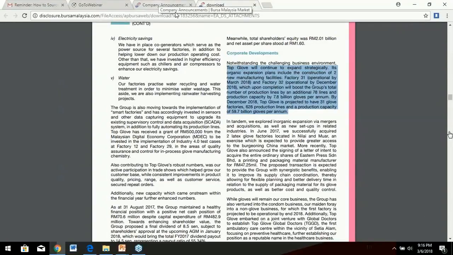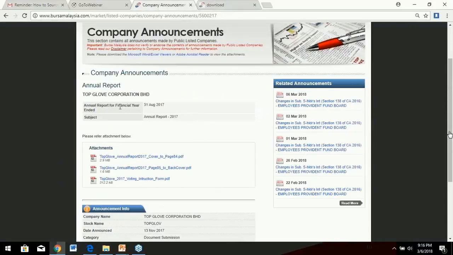Now, sometimes, as you can see, this annual report is for the financial year 31st August 2017. But we want to know the latest plan, the latest plan, which is the closest date to March 6. So how do we do that?